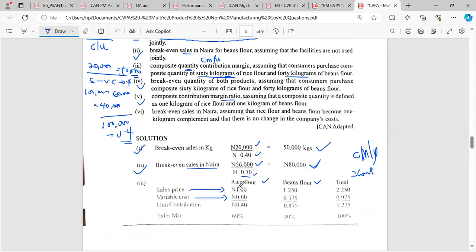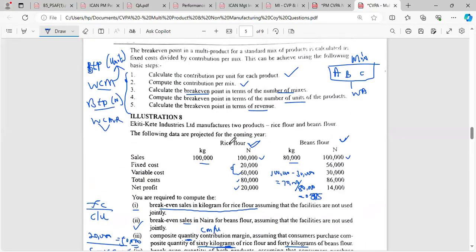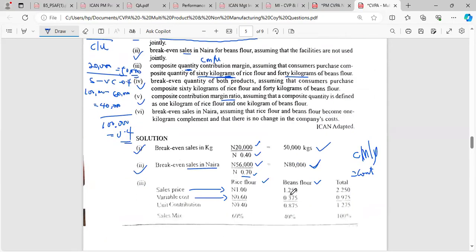How do we get our selling price? We've done it before. If you sold 100,000 naira and you also sold 100,000 kg, our selling price is 100 divided by 100, which is 1. For beans, it is 100 divided by 80,000, which is 1.25. You can punch that.